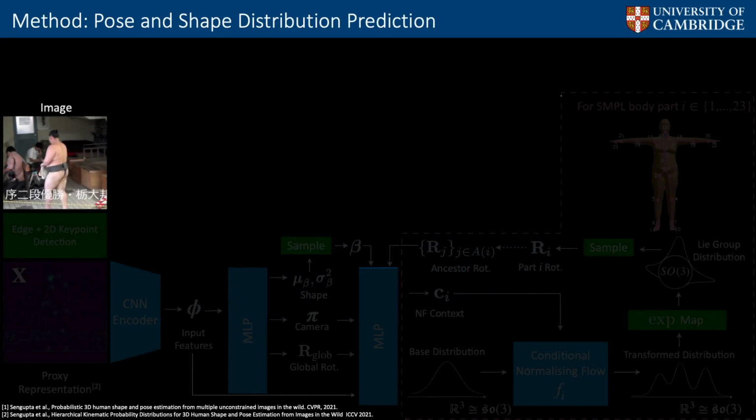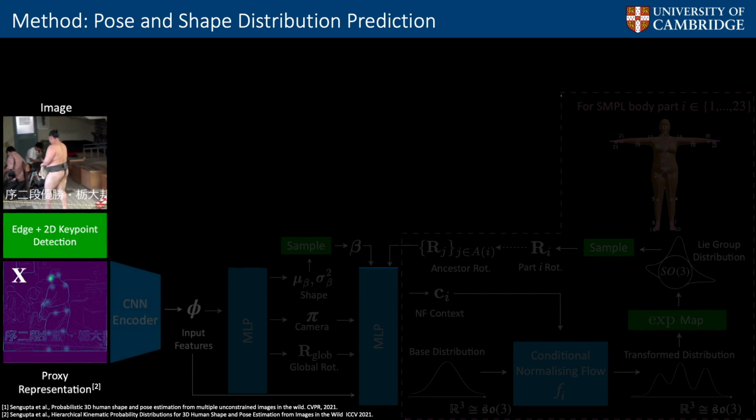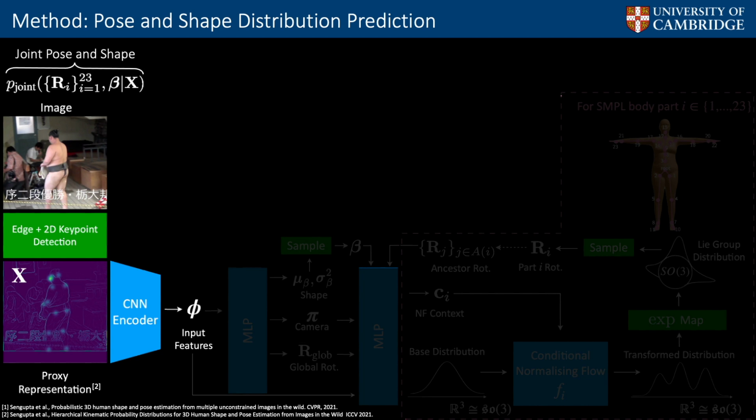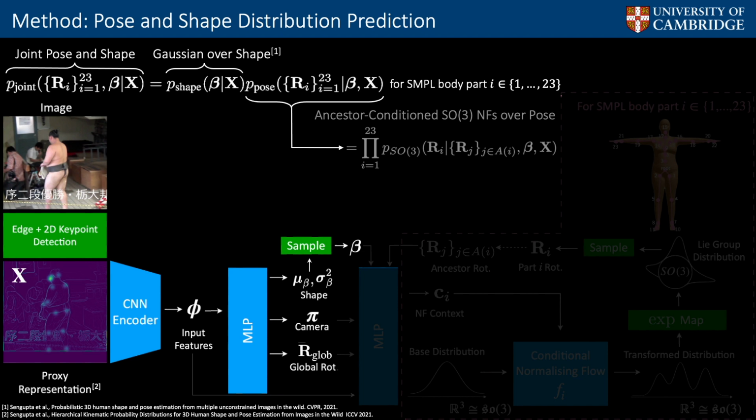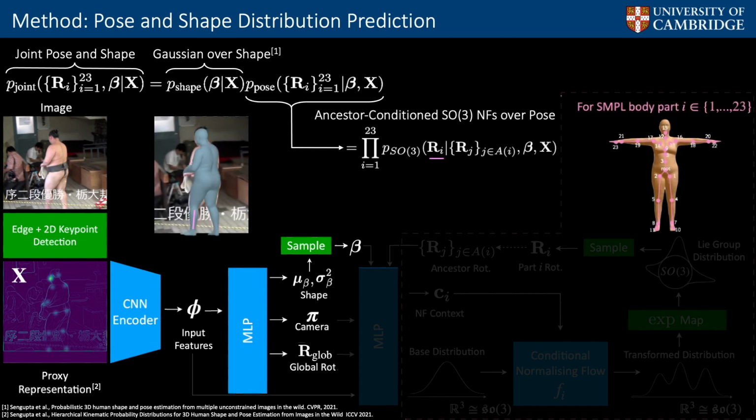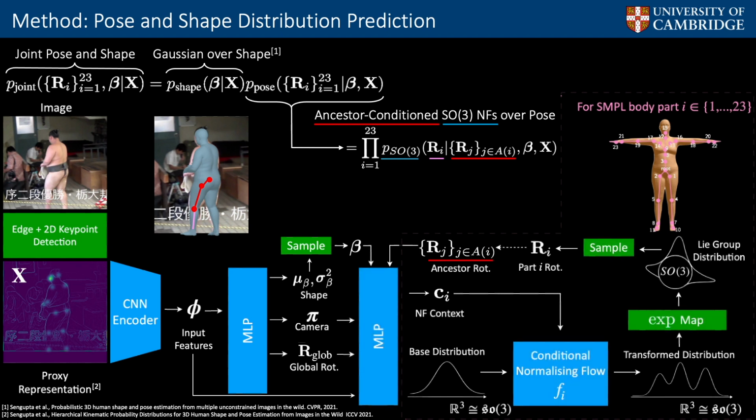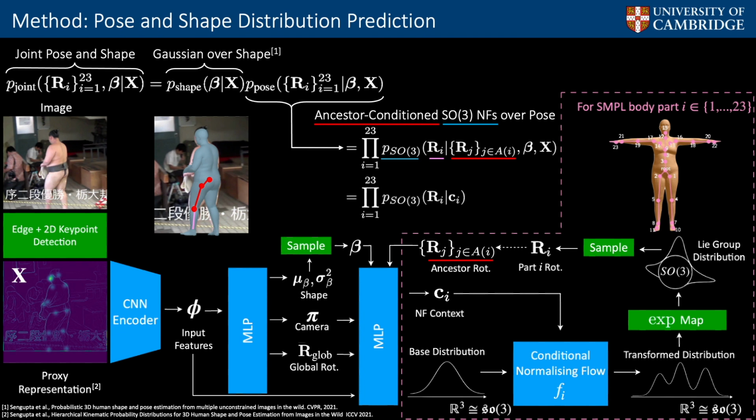Given an image, we first compute an input proxy representation, which is passed through a CNN encoder. Our method outputs a joint distribution over SMPL pose and shape parameters, which is factorized into a Gaussian shape distribution and a full-body pose distribution conditioned on shape. Full-body pose is further factorized into per-body part rotation distributions, which are autoregressively conditioned on ancestor body parts along the kinematic tree. We use normalizing flows over SO3 for per-body part rotation distributions. Flows are conditioned using a context vector, which is computed as a function of input features, shape, and ancestor rotations.